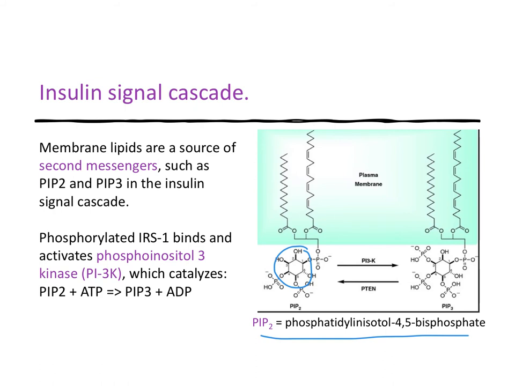4,5-bisphosphate. And once IRS is phosphorylated by the tyrosine kinase, it can activate PI3K, which is the enzyme that catalyzes a conversion of PIP2 to PIP3. And once you have PIP3, then PKB can move on and signal glycogen synthesis, or glycogen synthase, to be on, and it can signal the glucose transporters to move to the cell surface.